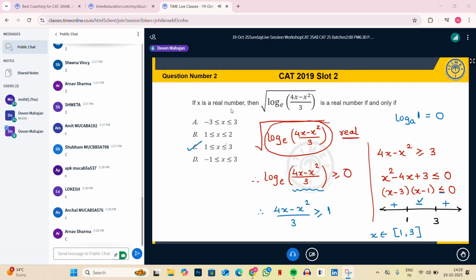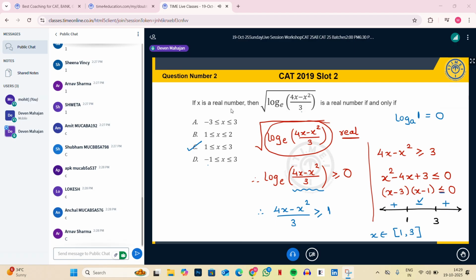Here again you could have done this by testing the options. So if you look at the options, there are two options which include 0. Option A में 0 is part of it, -3 से लेके +3 तक जा रहा है. ऑप्शन D भी -1 से लेके +3 तक, मतलब 0 उसमें प्रेजेंट है. सो दो ऑप्शन में 0 प्रेजेंट है, दो ऑप्शन में नहीं है. So first thing that you can do is test 0.